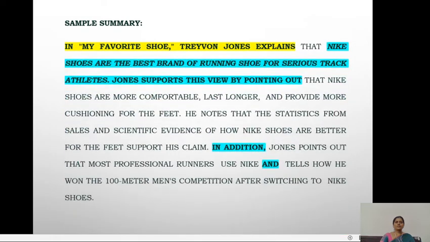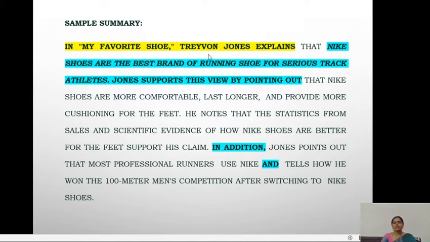Now let us see a sample summary. Here I have taken a summary of an article, and you can see in the first line I have quoted the title of the article, My Favorite Shoe, and also the author's name, Trevin Jones. That's what I told you: a good summary always includes the title of the article or text, if there is any title given, and also the author in the first line of your summary. So it would be a good part of your summary.